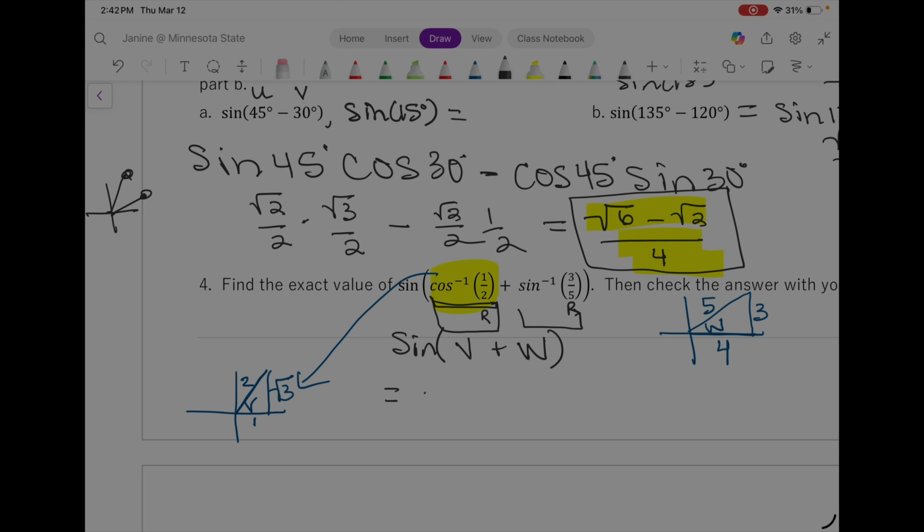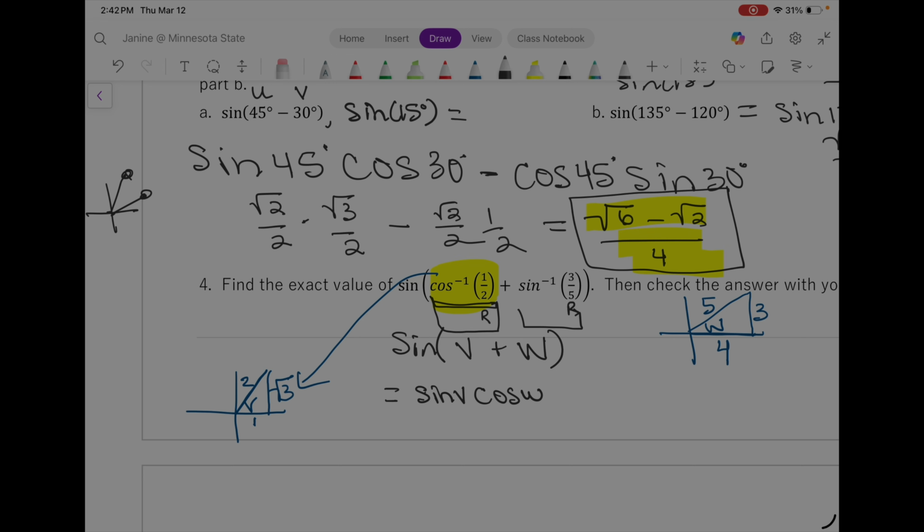So it will be sine V cosine W. Now, I used V and W. Could I have used U and V? Sure. How about alpha and beta? Yes. X and Y? Sure. They're just variables that represent the angle.